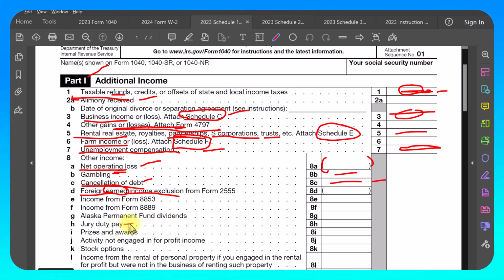Jury duty pay, taxable. Prizes and awards, you're probably going to get a Form 1099 miscellaneous, MISC. And even if you don't get a form, because it's below the reporting limit of $600, it's still taxable. You add it in here.